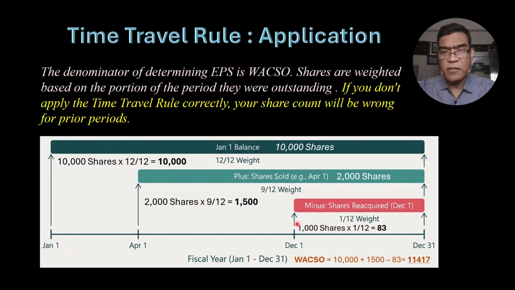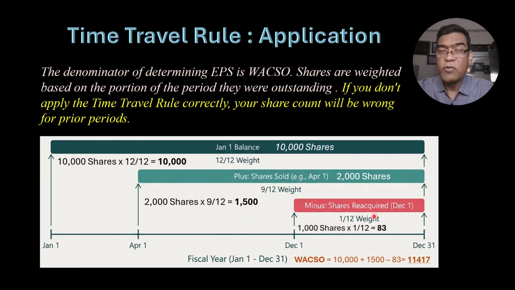And on December 1st, we reacquired 1,000 shares. December 1 to December 31st is 1 month, so 1 month weight, right? So 1 month out of 12 months. What is the weight? 1,000 shares times 1 divided by 12 equals 83 shares. Meaning that 1,000 shares for 1 month equals 83 shares for the full year. You understand? And this 83 will be subtracted.